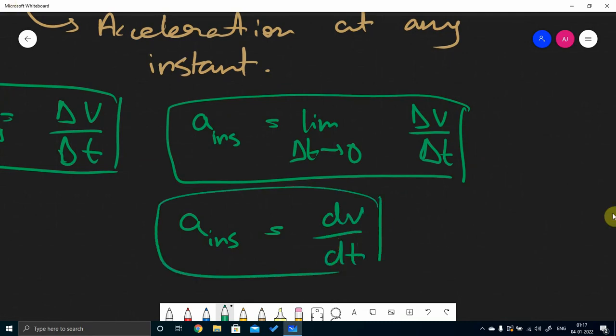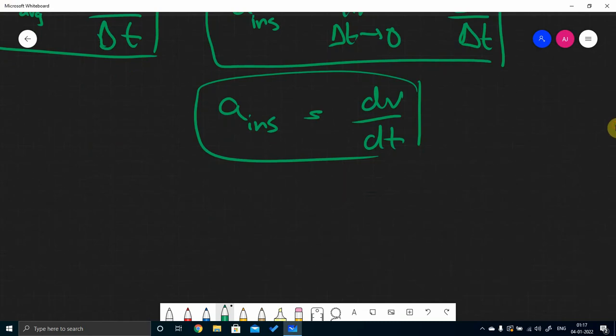Now we can also write one more thing. We can write a is equal to dv by dt. I won't keep writing instantaneous. Hopefully from now on you guys will be able to figure out when I'm talking about instantaneous acceleration or velocity, and when I'm talking about average acceleration and velocity. Mostly we're going to be dealing with instantaneous acceleration and velocity in this chapter.